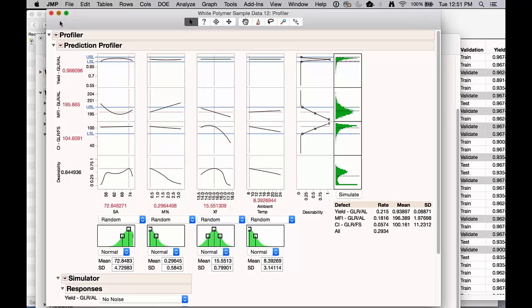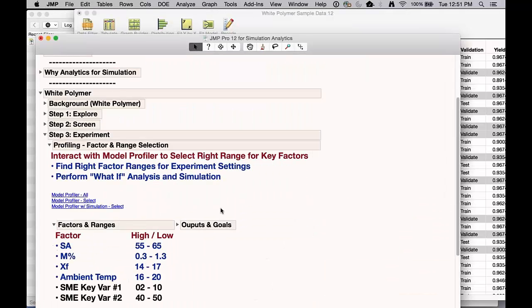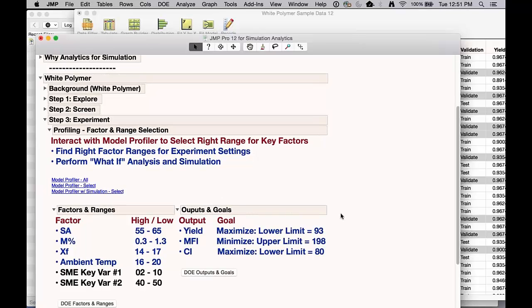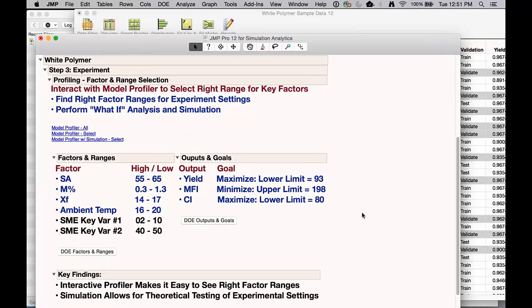So from this profiler, I can actually sit here now and I can come up with the right factor ranges that I want to hone in on. It might be ones I've already got because like slurry amp, there was a high point, there was a plateau. It might be actually experimenting and simulating on a setting that was beyond the range of what I had done before, like modifier percentage all the way down to 0.3, so getting lower on modifier percentage.